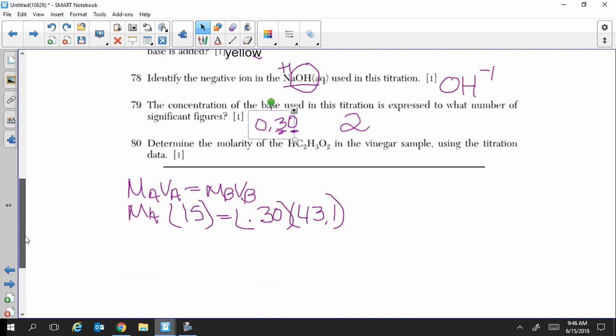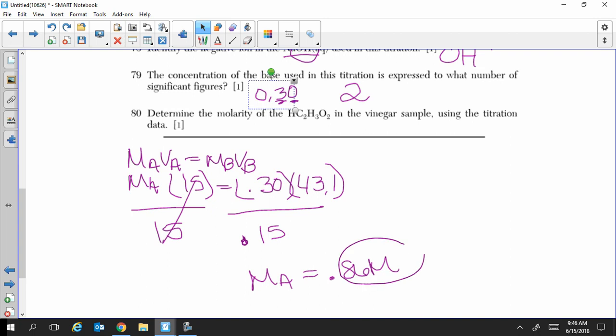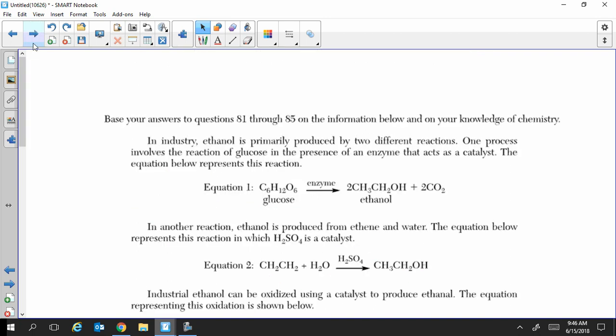All right, so now to solve, divide this side by 15, divide this side by 15. And that is not a decimal point. I'm just multiplying by 15. Okay, so I've got 0.3 times 43.1 divided by 15, and I get 0.86. So the molarity of the acid is equal to 0.86 molar. That would be my answer.